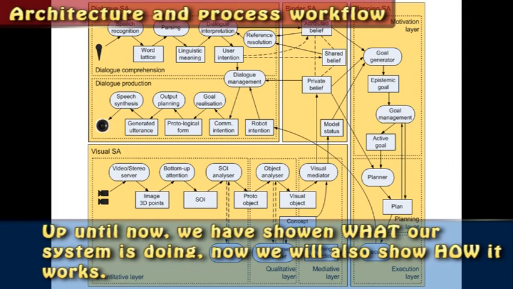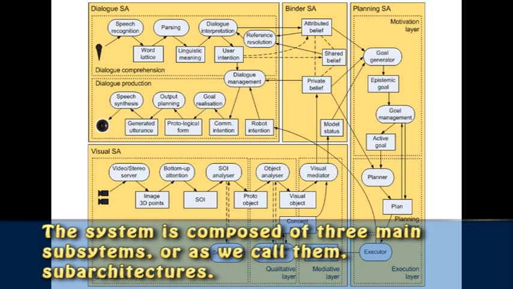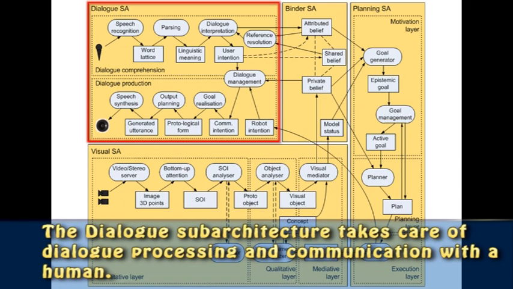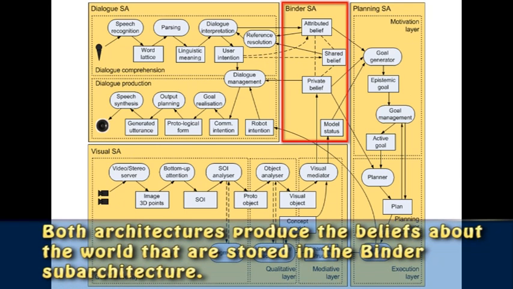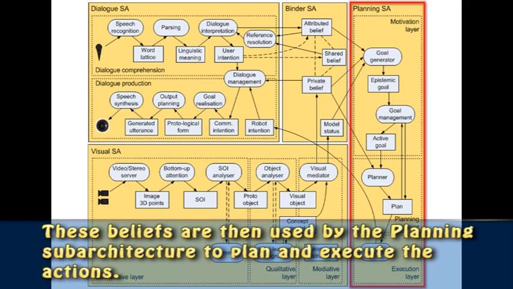Up until now, we have shown what our system is doing. Now we will also show how it works. To summarize what is going on, let's look at the robot from the system's perspective. The system is composed of three main subsystems, or as we call them, subarchitectures. The visual subarchitecture processes visual information and detects and recognizes the objects. The dialogue subarchitecture takes care of the dialogue processing and communication with the human. Both architectures produce the beliefs about the world that are stored in the binder subarchitecture. These beliefs are then used by the planning subarchitecture to plan and execute the actions.